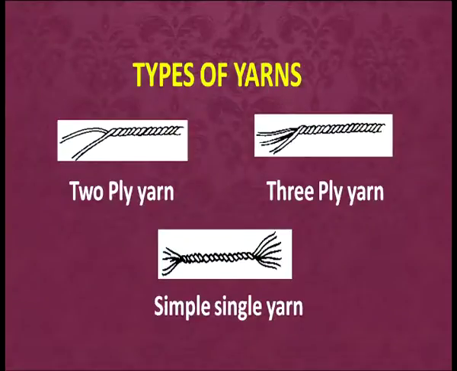If we want a looser yarn, we reduce the amount of twist that we give to it, and so it becomes a little bit thicker, a little bit fluffy. So we can have two ply yarns, where we take two fibers together and twist them together to make a yarn. We can take three fibers together and twist them together to make a three ply yarn, and likewise. This kind of arrangement of twisting of yarn is known as simple single yarn. By doing this process, we will get uniform twisting all over the yarn.